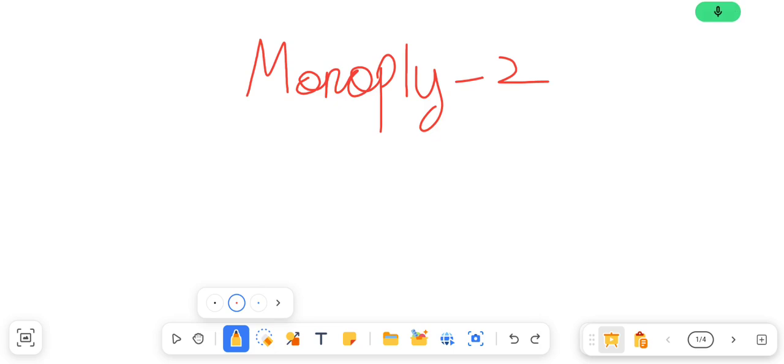Hello everyone. Today we are going to start with the profit maximization of a monopolist. So before starting with it, let me give you a small introduction on how monopoly works.